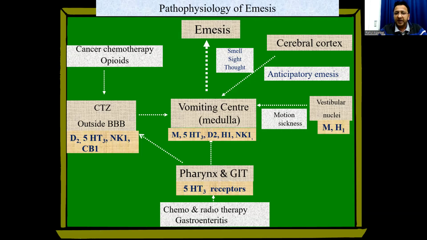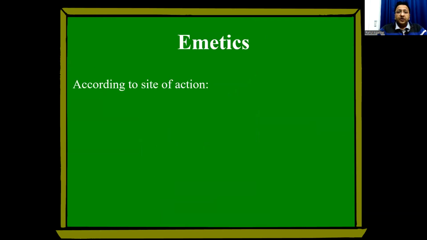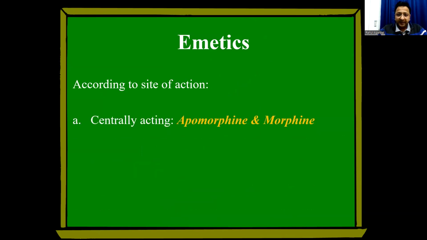This chart is very important because we will activate these centers when we want emesis, and when we want an anti-emetic, when we don't want vomiting, then we will deactivate these receptors. So this is our target of action also. Emetics, we can classify according to the site of action, whether it is centrally acting or peripherally acting.